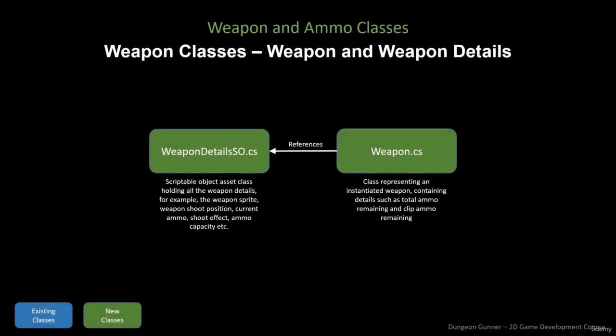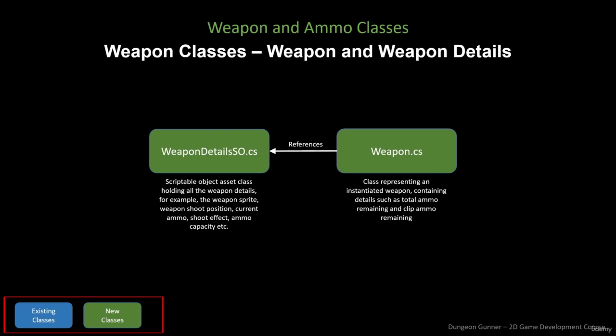The first two classes that I'm going to look at are the weapon and weapon details classes. The weapon details scriptable object class is a class that holds all the weapon details, for example, the weapon sprite, the weapon shoot position, the current ammo for the weapon, any shoot effects, and the ammo capacity, etc. The weapon class references the weapon details scriptable object class, and the weapon class represents an instantiated weapon, and it contains details such as the total ammo remaining and the clip ammo remaining.